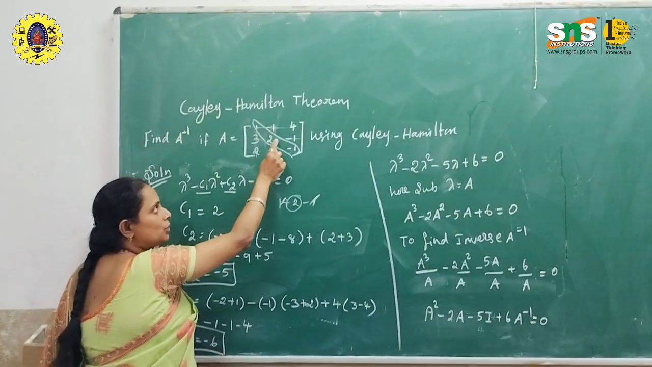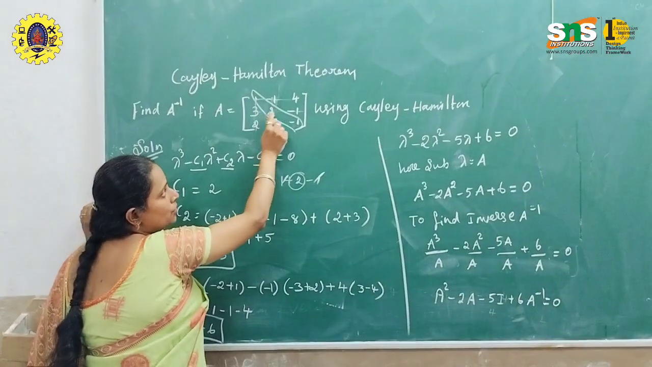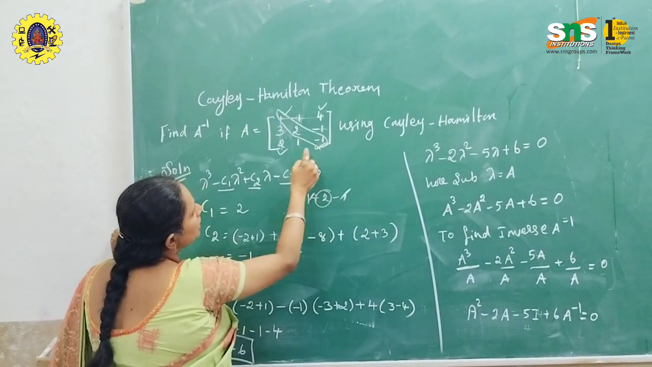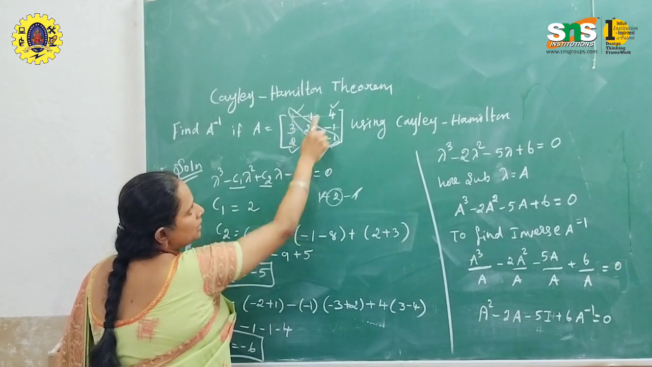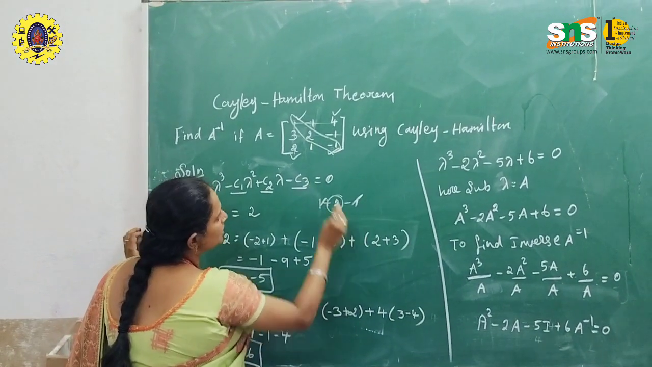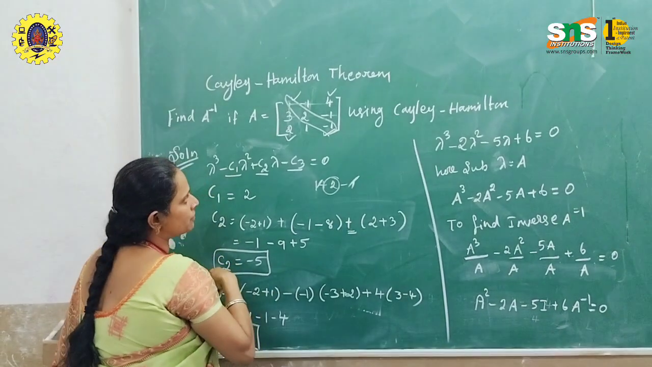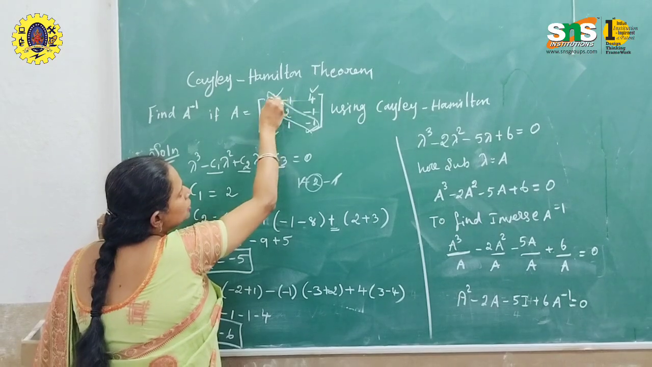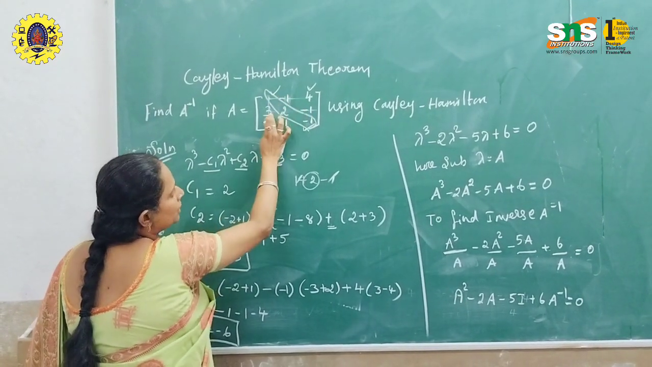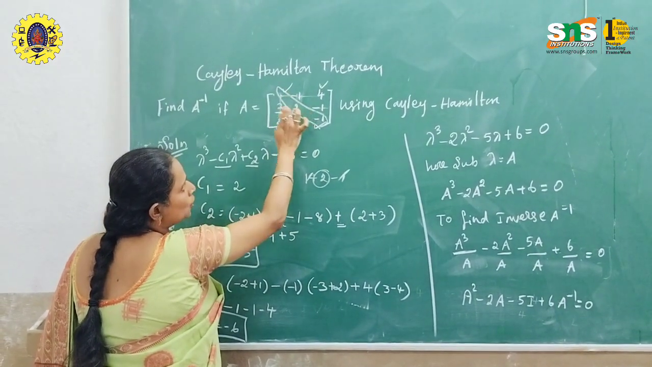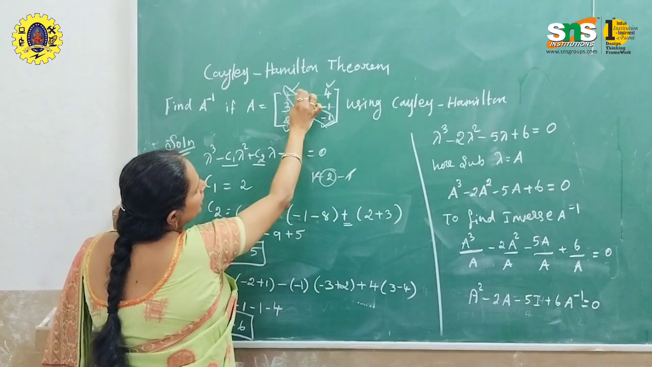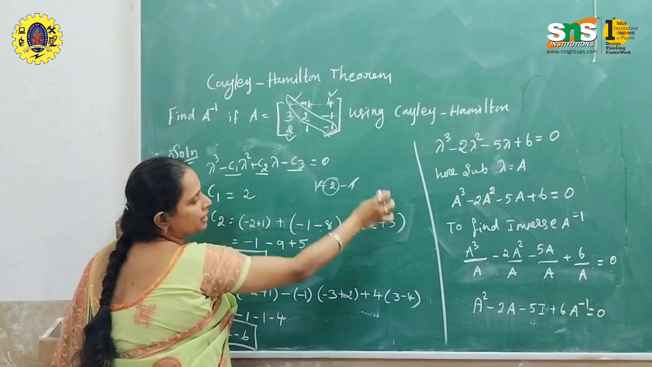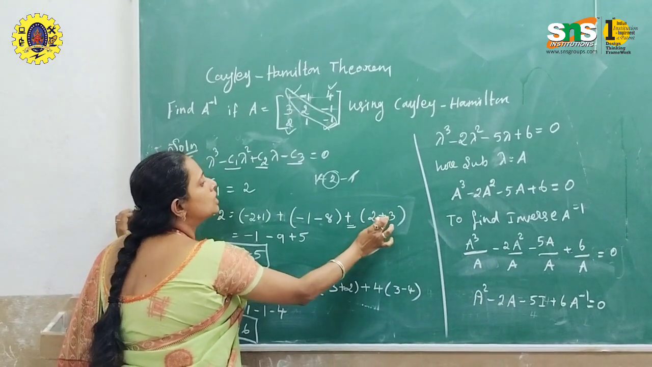Then we leave the second row and second column. The remaining is this, so here minus 1 and then minus 8. Again we use the plus sign. Then we leave the third row and third column. The value is 1, minus 1, 3, 2. So the answer is 2 minus, and since the formula has a minus, minus into minus is plus. 1 into 3 is 3, so plus 3.